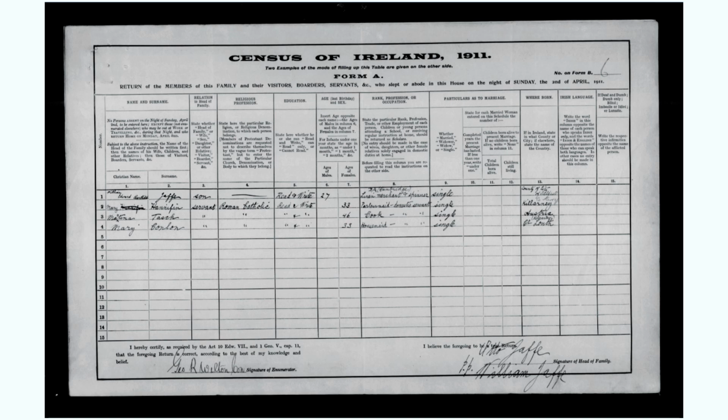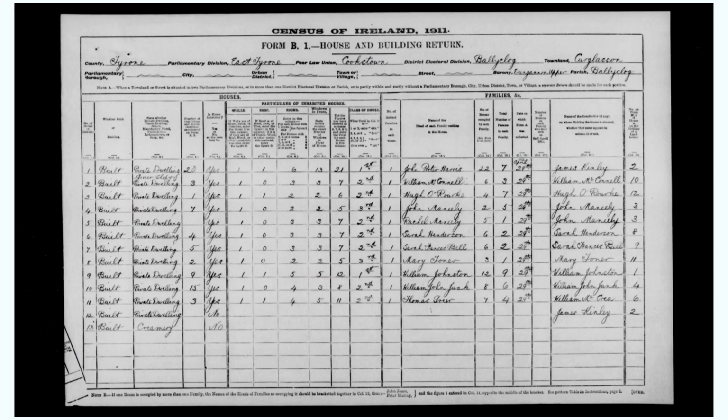As well as the familiar household return, more formally titled Form A, which was filled in by someone in the household, there were several other forms which were completed by the enumerator. 2 of these forms are particularly relevant for house history. The first of these is Form B1, the House and Building Return. This was divided into 2 parts: houses and families.